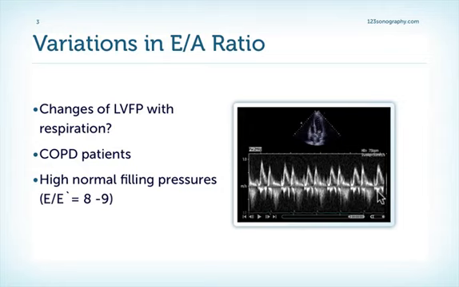caused by respiration. This can be found particularly often in patients who have chronic obstructive lung disease, and it seems to suggest that these patients have high normal filling pressures with E to E prime ratio somewhere in the range of 8 to 9, maybe even more.